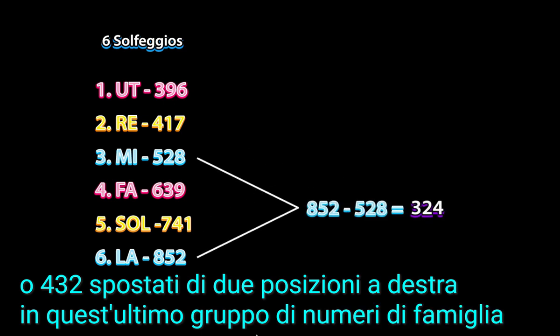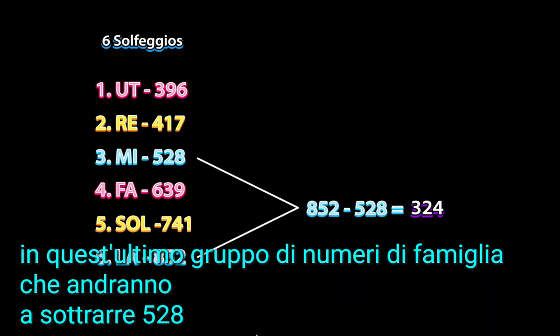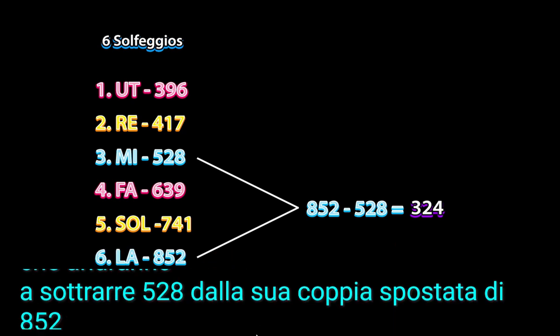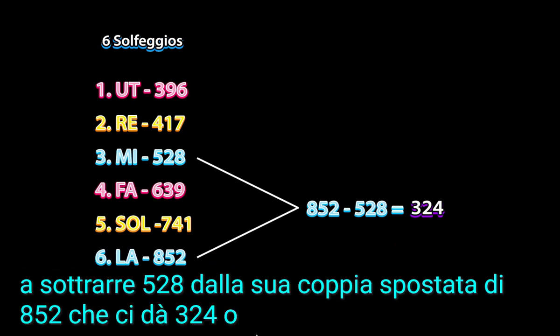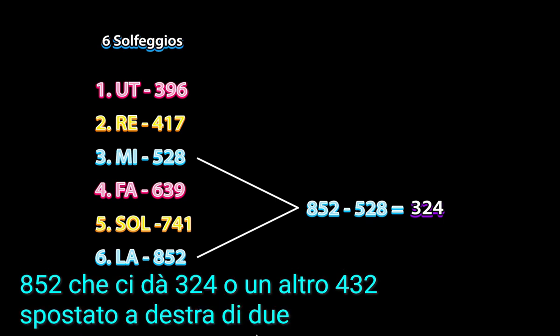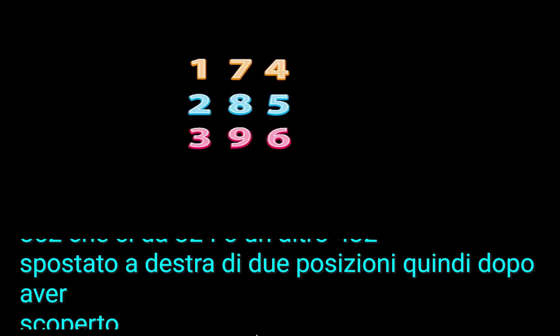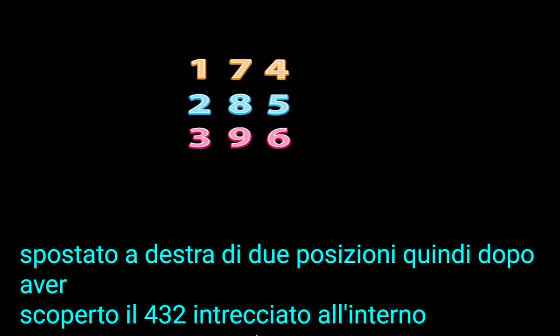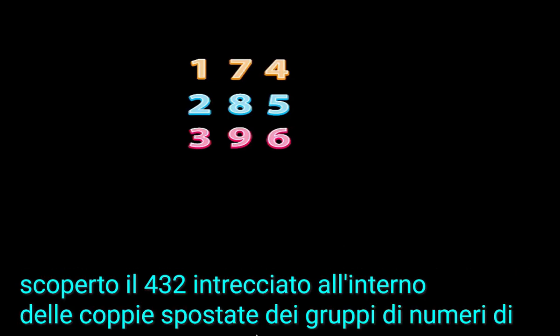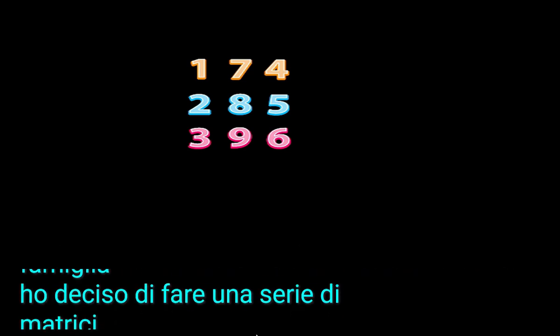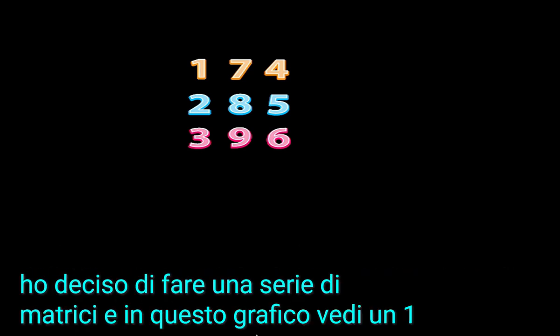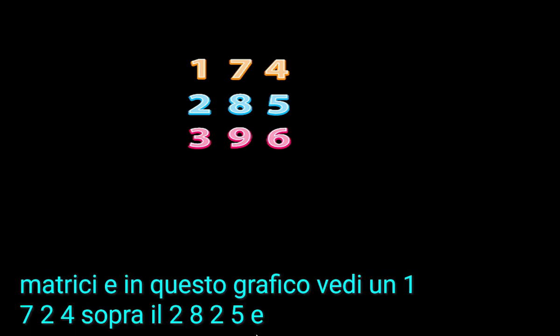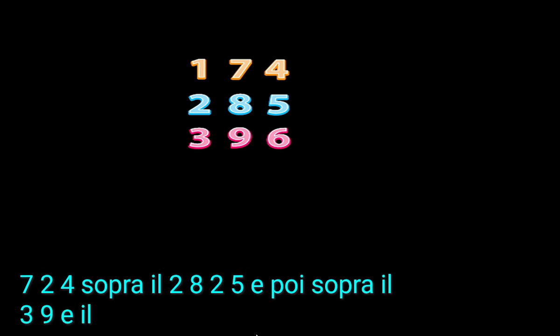In this last family number group, we're going to subtract 528 from its shifted pair of 852, which gives us 324, or another 432 shifted to the right 2 places. So after discovering the 432 interwoven within the shifted pairs of the family number groups, I decided to do a series of matrices. And in this graphic you see a 1, 7, and a 4 over the 2, 8, and a 5, and then over the 3, 9, and the 6.